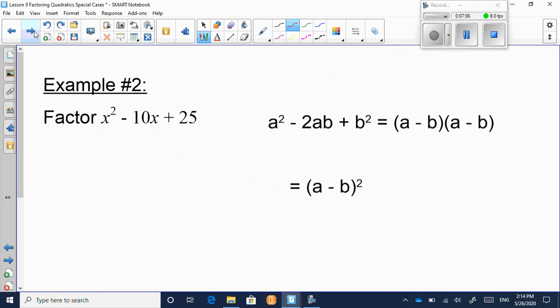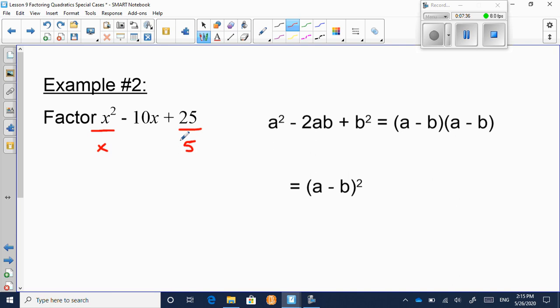Okay. This next one is very similar, except notice that there's a negative sign in there. So you've got to be careful. I'll show you what happens in this situation. So here we go. Let's do this one. So first of all, is the first term a perfect square? Sure it is. It's x. Is the last term a perfect square? Sure it is. The square root of 25 is 5.